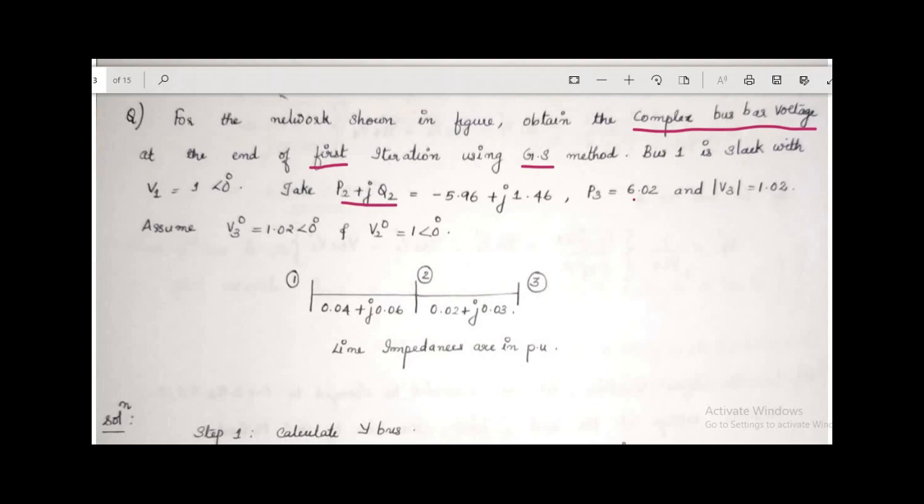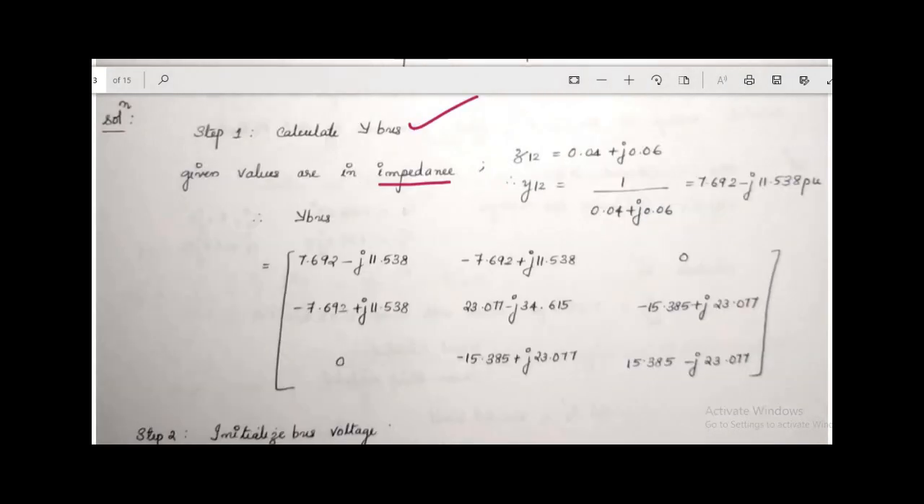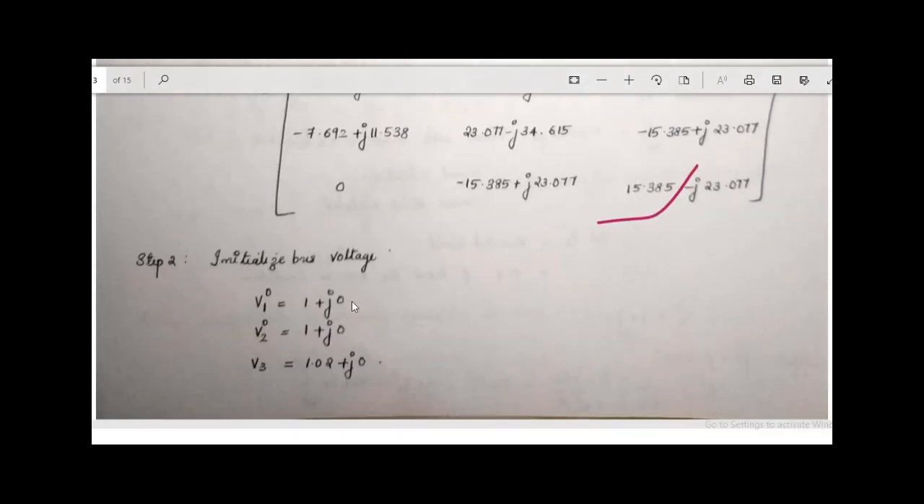Now we will see. So this is our system and line impedances are given. The first step is calculation of Y bus, but the impedances are given. So what should we do? We need to convert those impedances to admittances first, and later on we can proceed with the question. Yes, this is our bus admittance matrix. Now next is initialization of bus voltage. First bus is slack bus whose value is given.